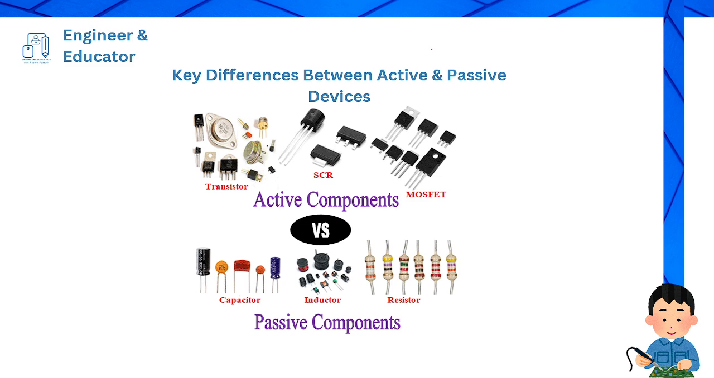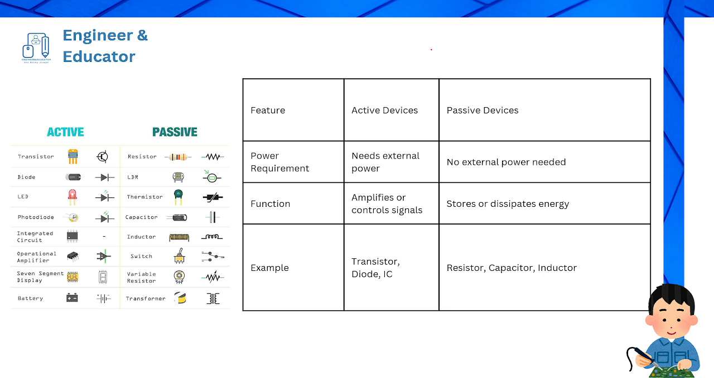Next, we'll move on to the differences between them. Different features are given here for active devices and passive devices. Some active devices are also given in this figure. You can see here.